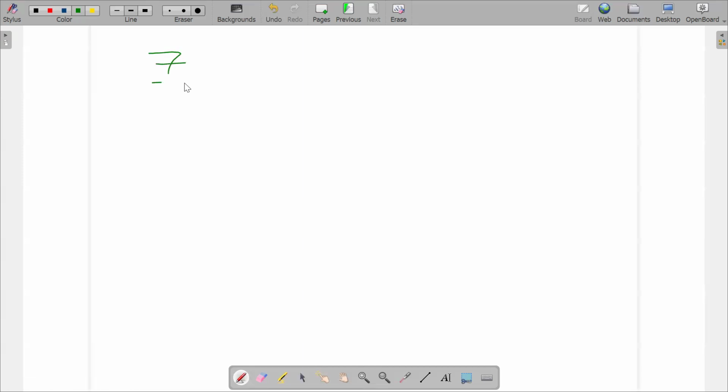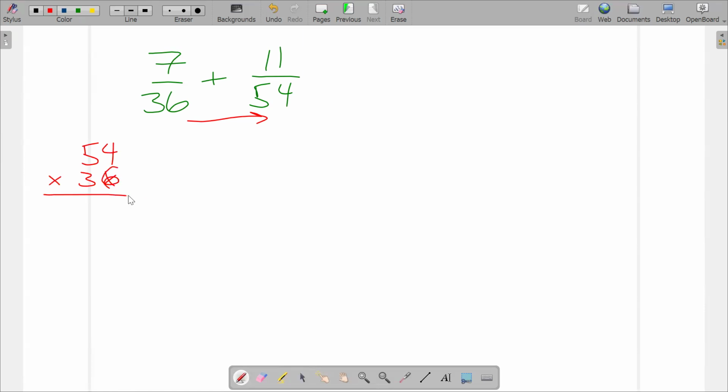So I want to add 7 over 36 to 11 over 54. If I use the arrow method, I have to multiply 36 times 54. I'm going to do that off the side here. 4 times 6 is 24. 6 times 5 is 30, plus 2 is 32. 3 times 4 is 12. 3 times 5 is 15, plus 1 is 16. 4, 4, 7, 8, 9. Got a big denominator. 1, 9, 4, 4.